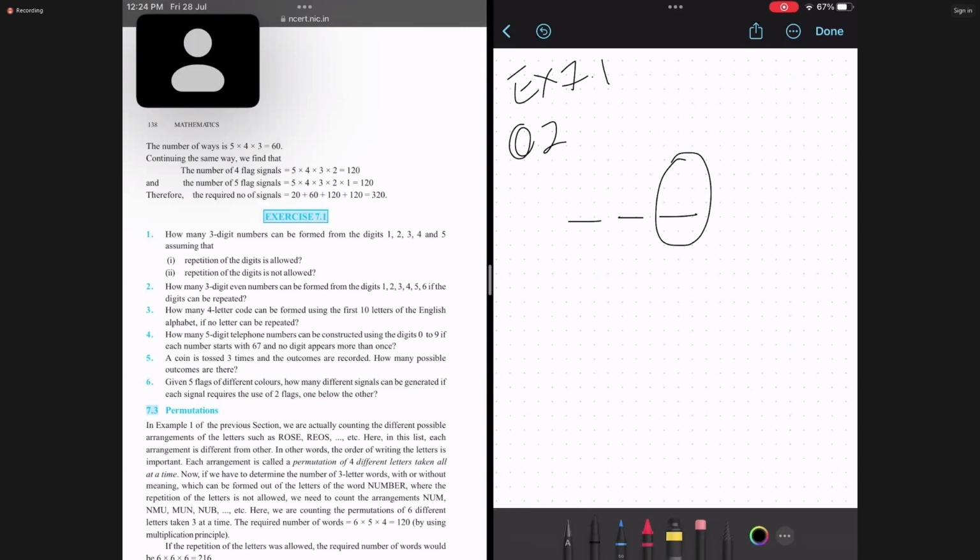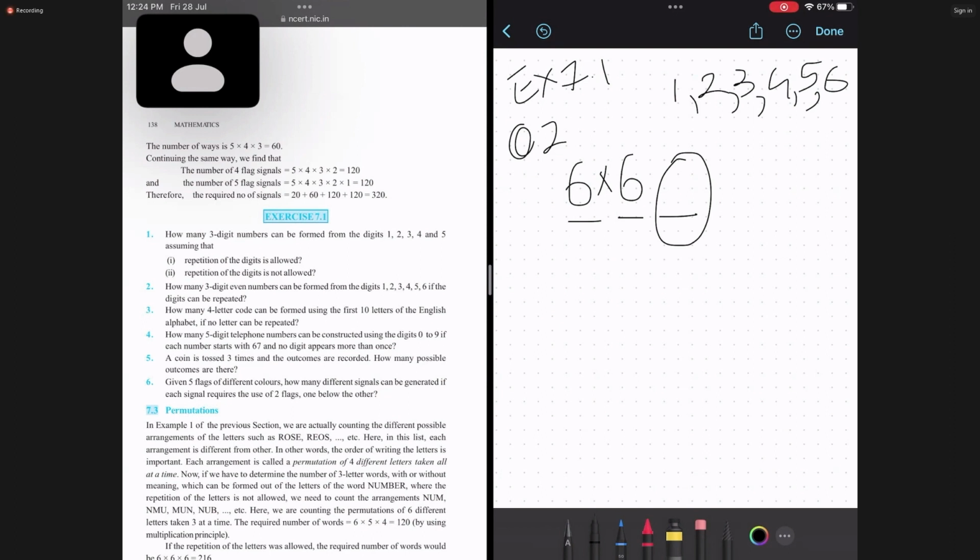No condition has been imposed upon the digit at the hundreds place and tens place. So we can fill them in 6 ways, correct? Because we have 1, 2, 3, 4, 5, and 6, which you are going to use to make up the number. So 6 into 6, because there is no restriction on using any digit in the hundreds and the tens place. So first of all, I'm going to write that.